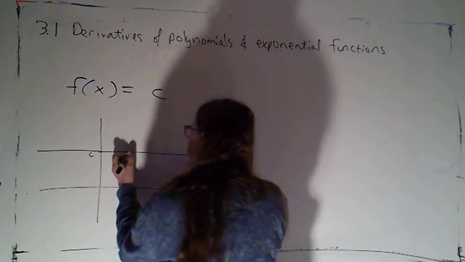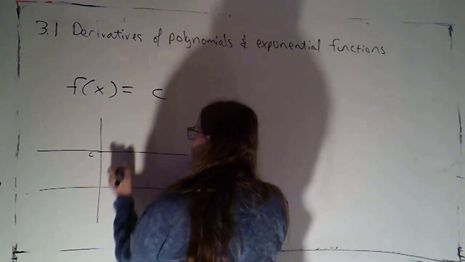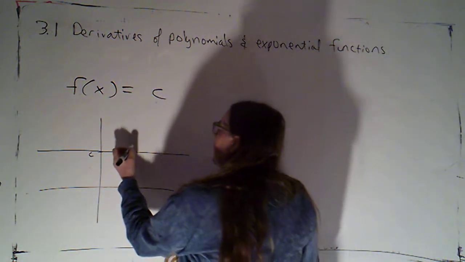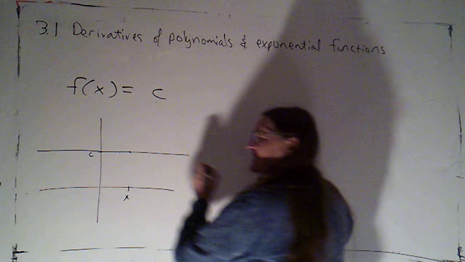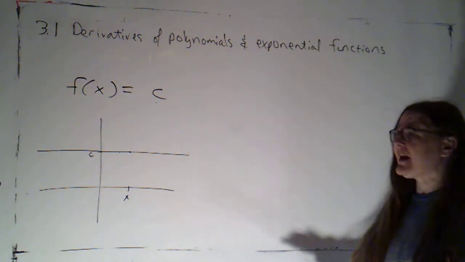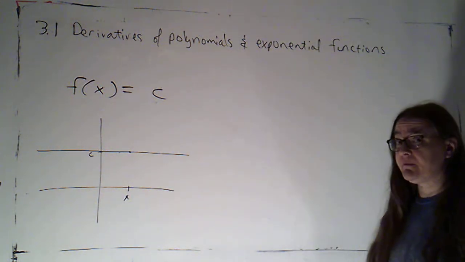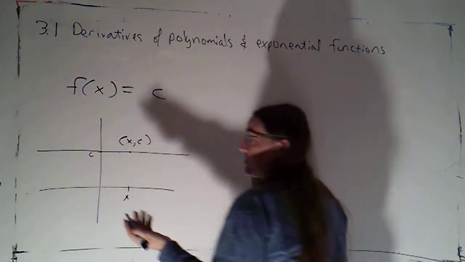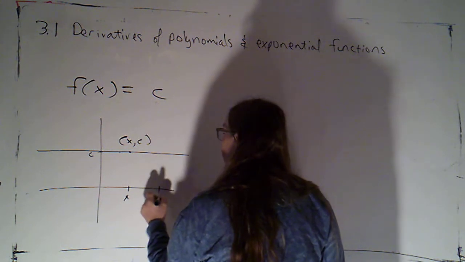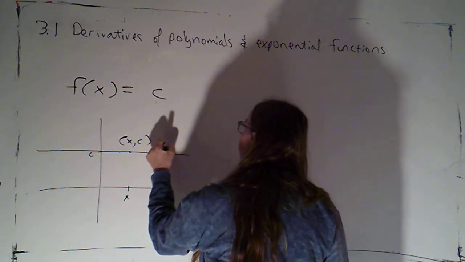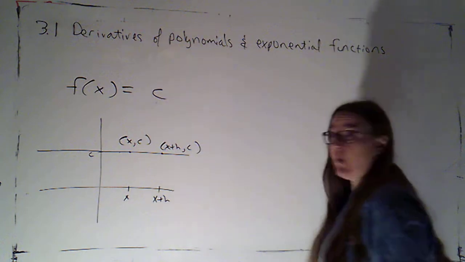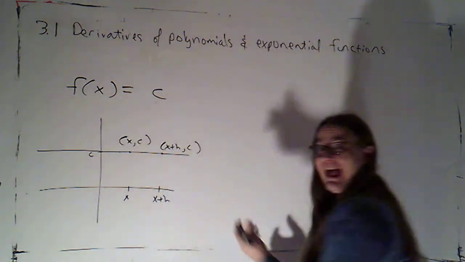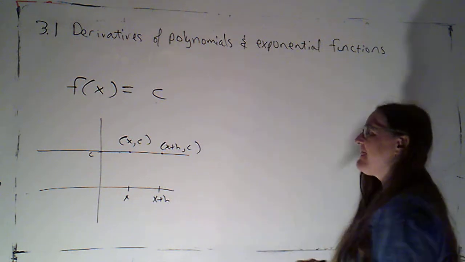So it seems like we ought to be getting just 0 for the derivative. Because if I have this function and I choose a point, let's say this is my x value, it looks like the tangent line to this curve would be the line itself, and that would have a slope of 0. But let's actually confirm this algebraically. So here's my point x, and of course the y value is just c. Here's x plus h, and of course the y value is just c.